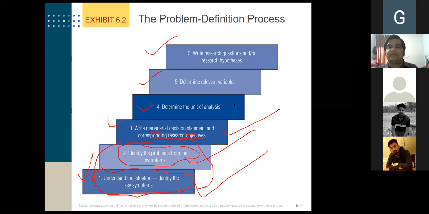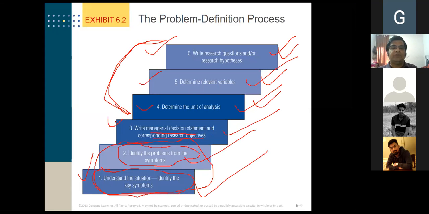Next step is to determine the unit of analysis, determine relevant variables, and write the research question or research hypothesis. Now I will discuss these three steps. We have discussed these three. Now I will focus on these three steps. Okay. Now listen very carefully.